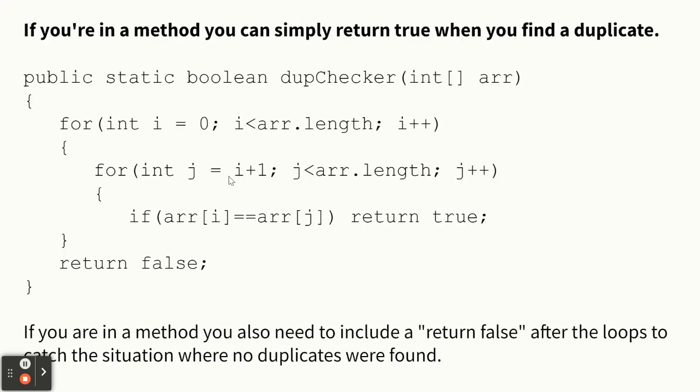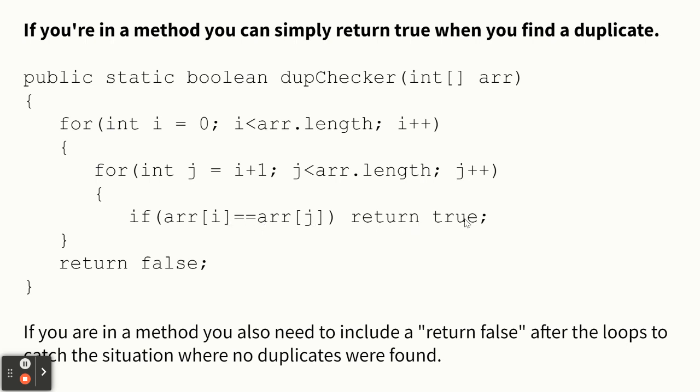If you're in a method, you don't need a flag variable. You can just return true if you find a duplicate. So here's that same code, but done in a method. This method, dupe checker, is receiving the integer array, and then we do the same thing with the 2 for loops. And if we ever find a duplicate, we just return true.